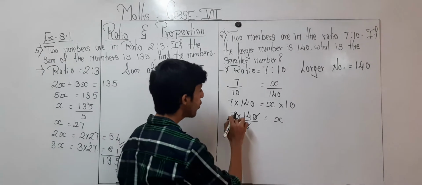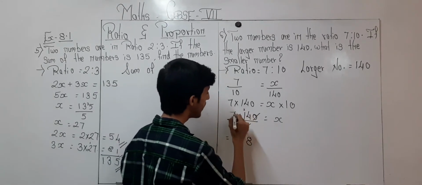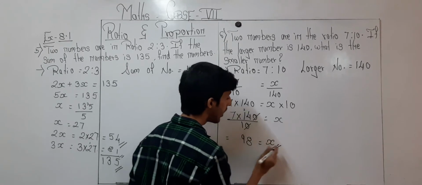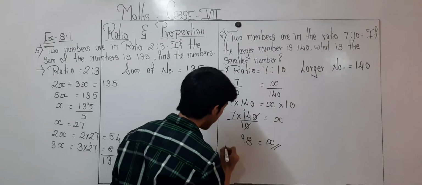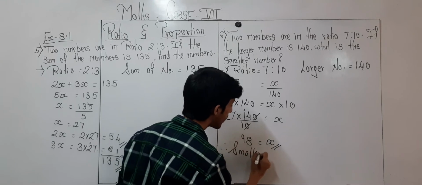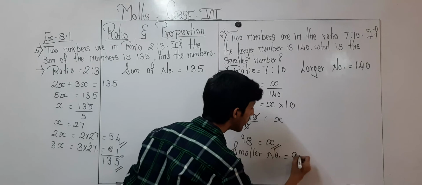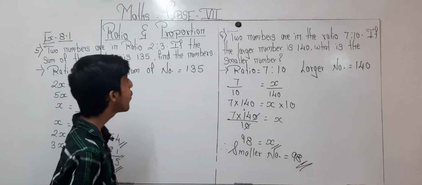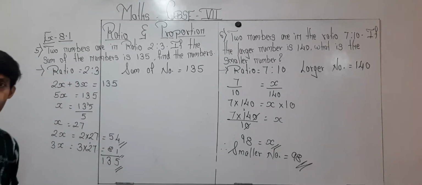Okay, so 7 into 4, 28, 2 is being carried, 7, and over here 9. So what is my x? X means what? My smaller number. Therefore my smaller number is equal to 98. Okay, understood over here? Now we will continue our question number 7.